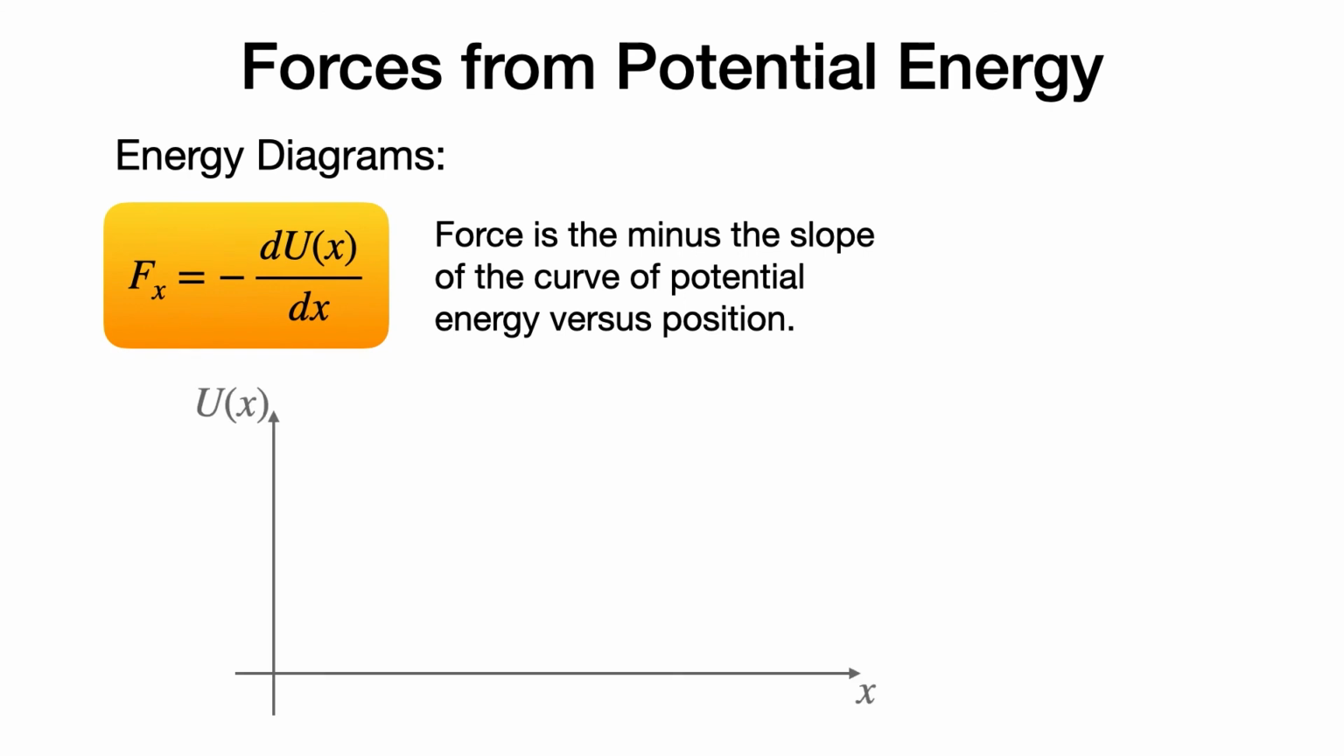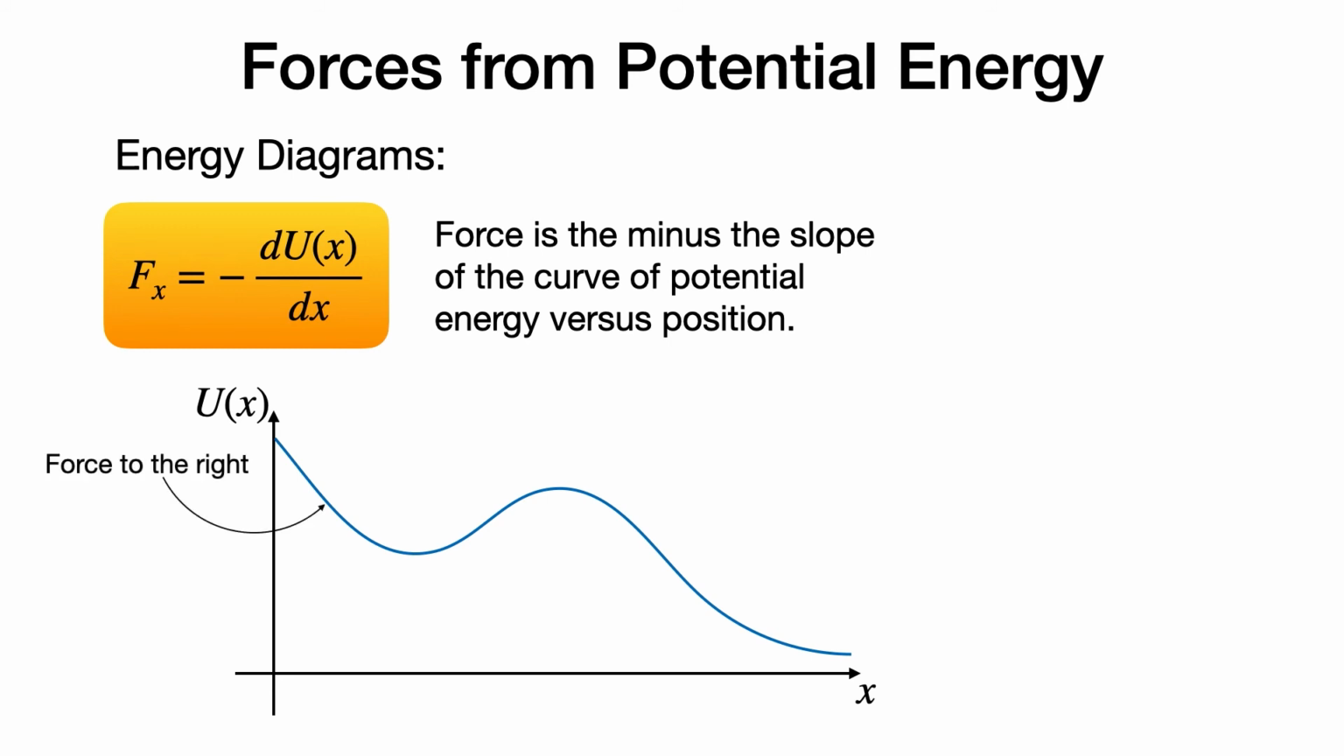So let's now consider potential energy diagrams. If we draw a diagram with potential energy on the vertical axis and position on the horizontal axis, and we look at the slope, then for example, where the slope is negative, we see that the force is going to be to the right. Wherever the slope is positive, the force will be towards the left. At a minimum of the potential energy, we find that the slope is zero, and therefore the force is zero.